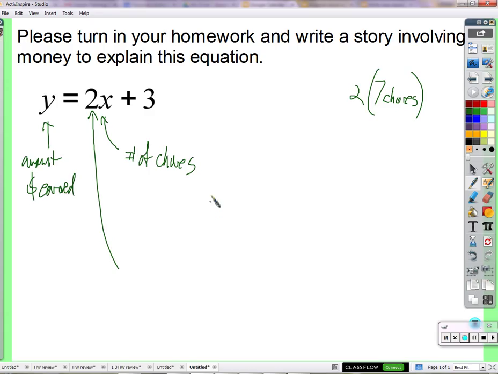We could do that. But to force you to learn what I'm trying to teach you, I'm going to keep X as the number of chores. Let's try to make sense of this too. So the number of chores fits our needs well. If this is the number of chores, how are we going to turn chores into dollars? Blake? He gets $2 for every chore he does.